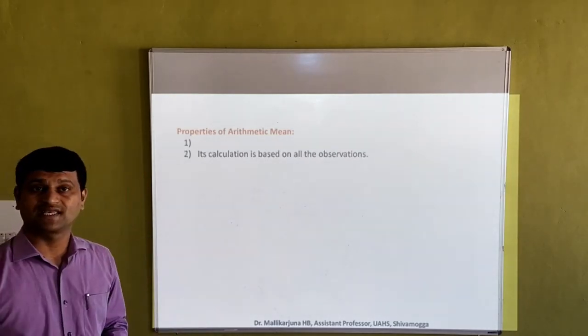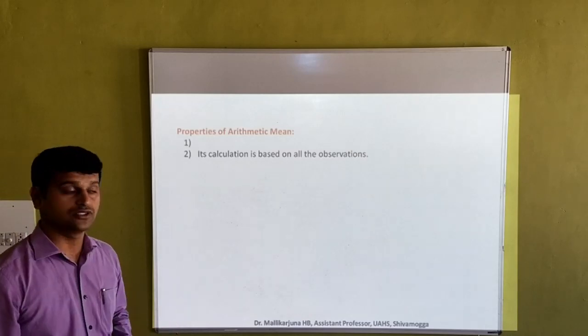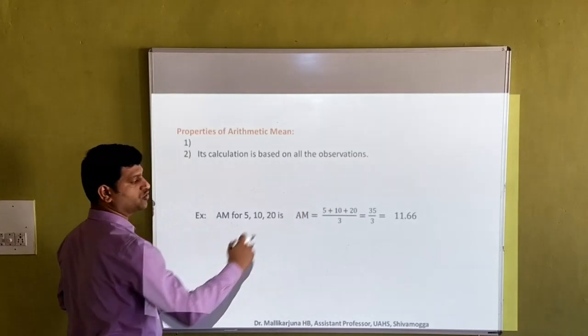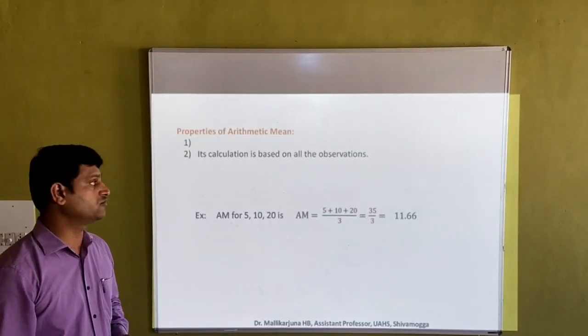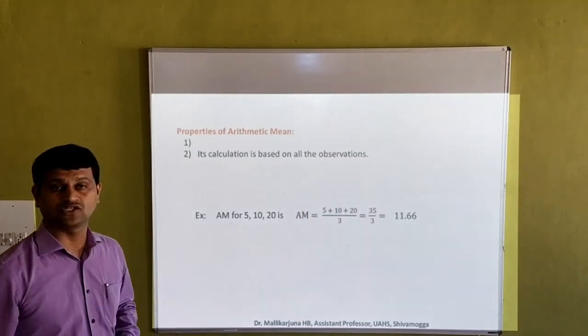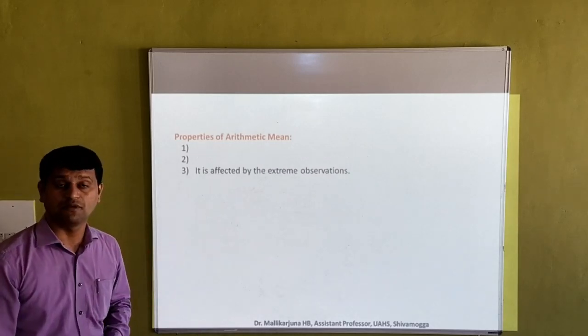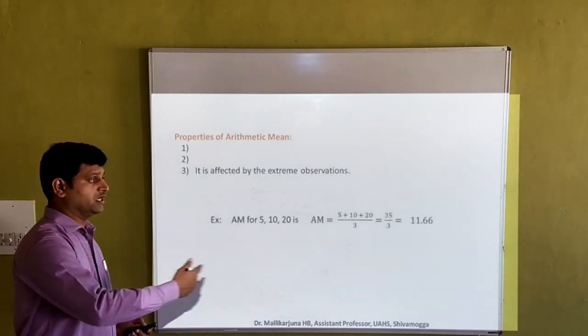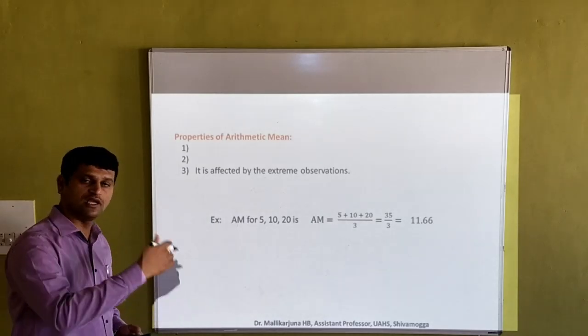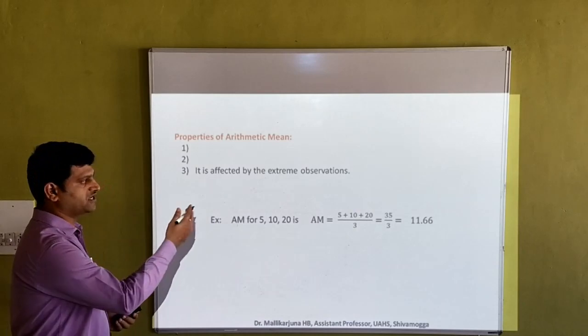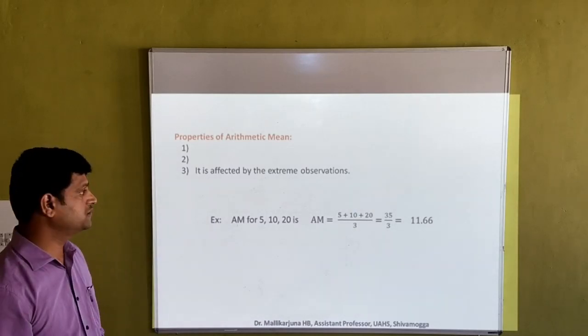Second property, its calculation is based on all the observations. Of course, this arithmetic mean has considered all the observations to get the average. So that's why it is based on all the observations. It is affected by extreme observations. Of course, since it is based on all the observations, obviously extreme values affect the arithmetic mean. So it is affected by extreme observations.